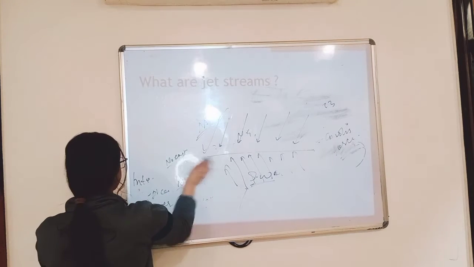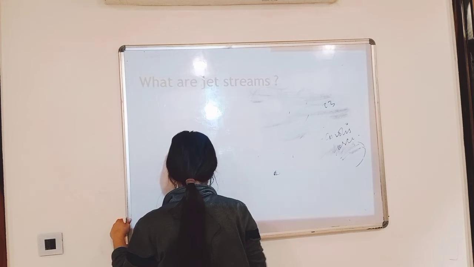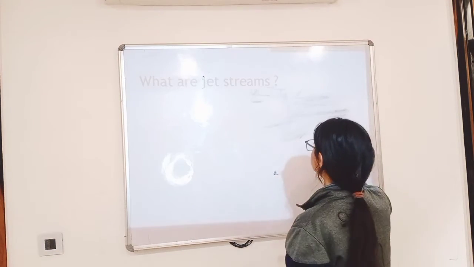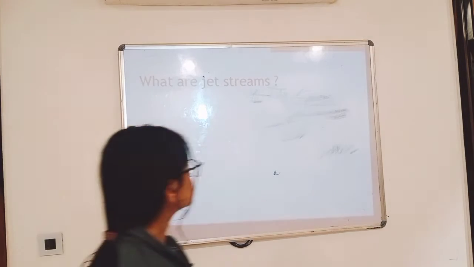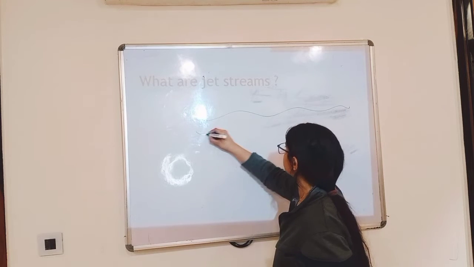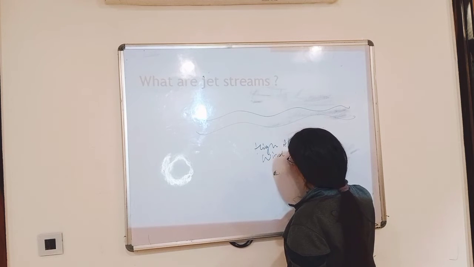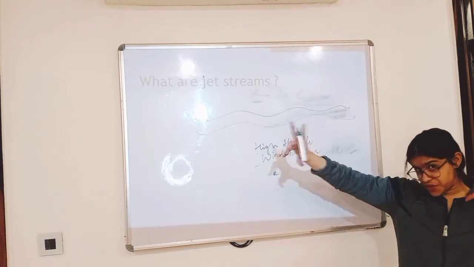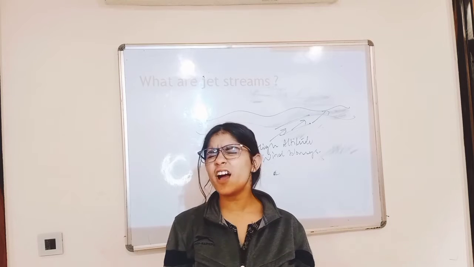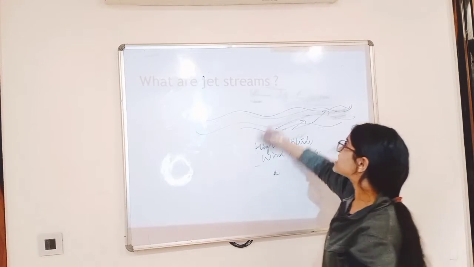Another question is, what are jet streams? What are jet streams? These are high altitude winds. When in a stream the winds move at a very high velocity, a very high speed, that stream is known as the jet stream.